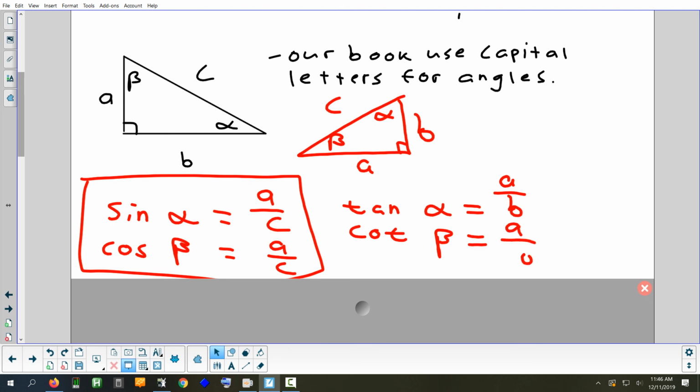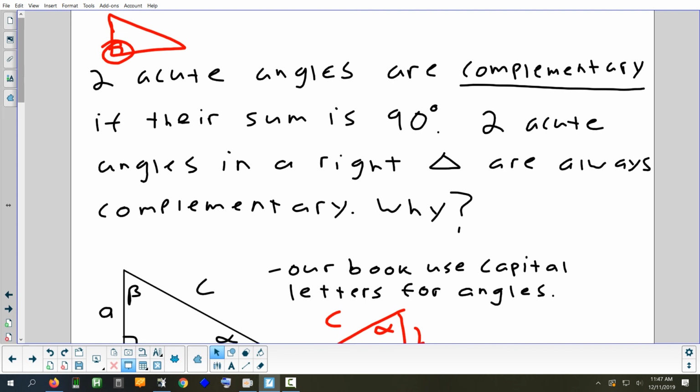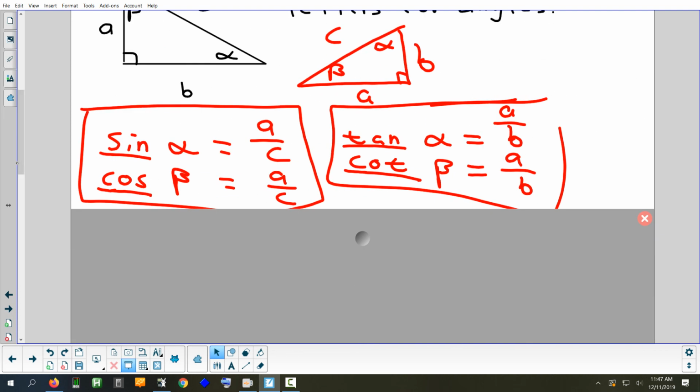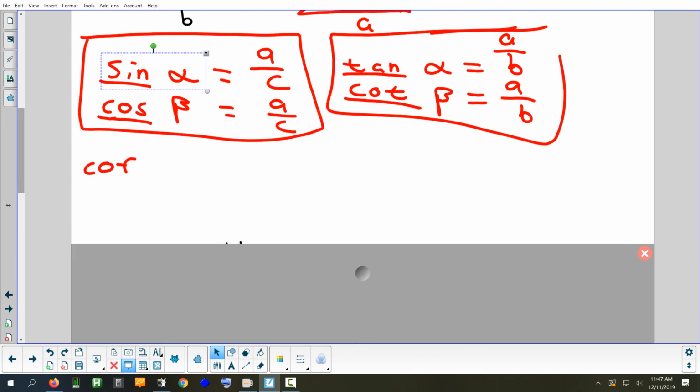So there's a special thing. I mean, I could keep going, but there's a special thing that's happening here. Okay? Sine, cosine. Tangent, cotangent. So there's a connection between the names there. We already know the connection between alpha and beta. They're complementary. So these are complementary. These functions are called cofunctions.